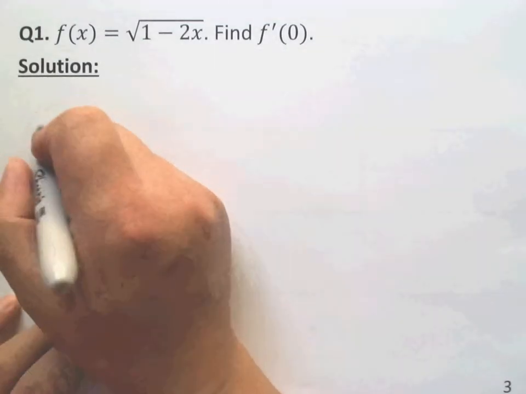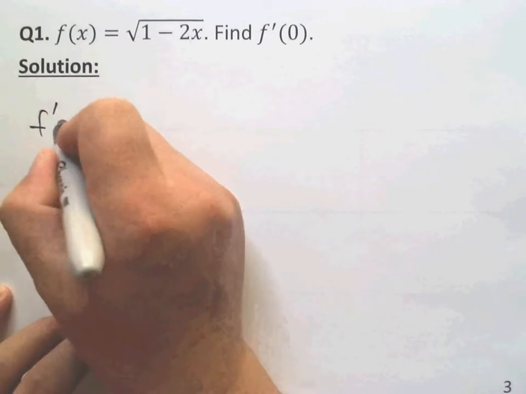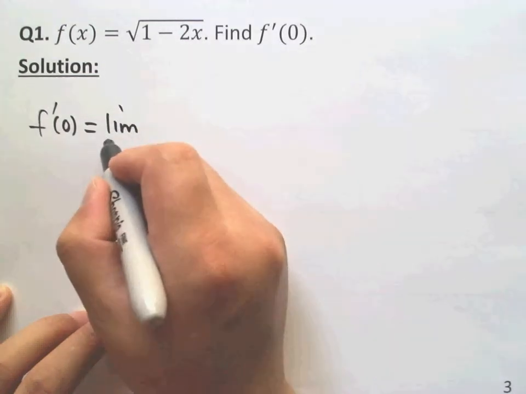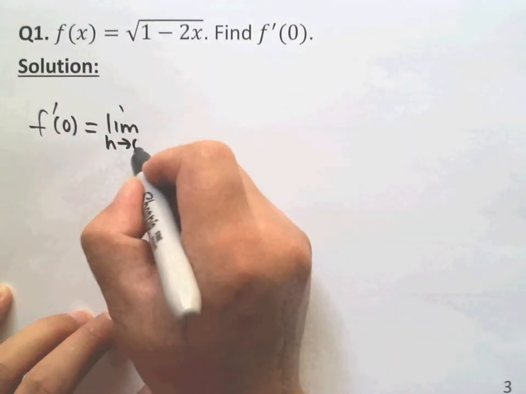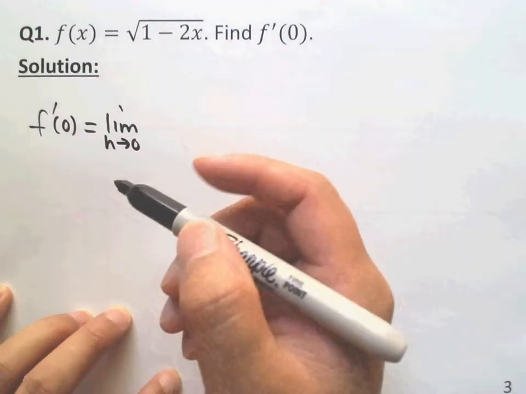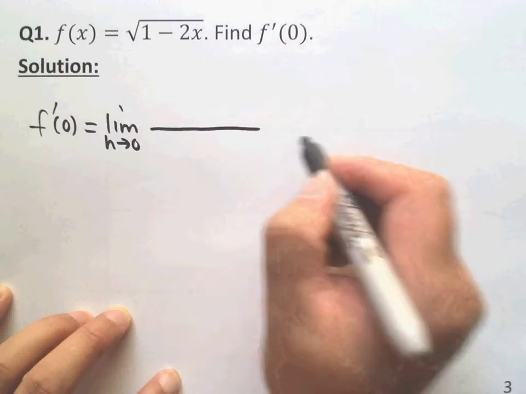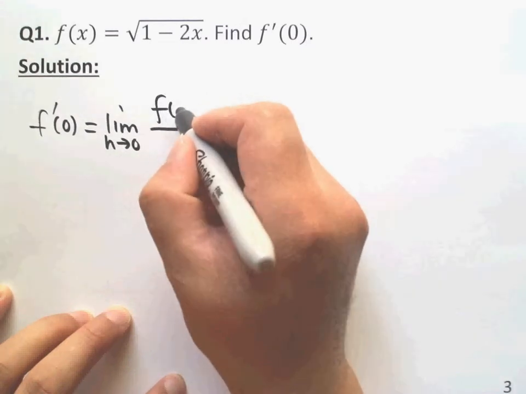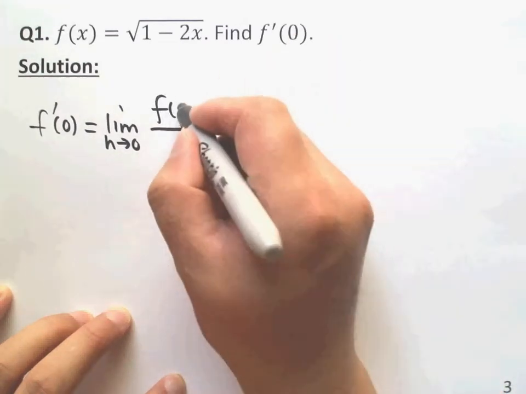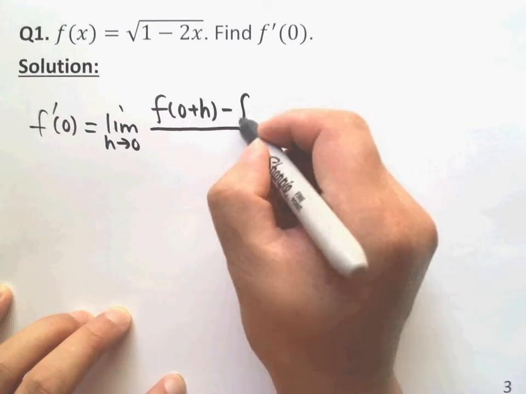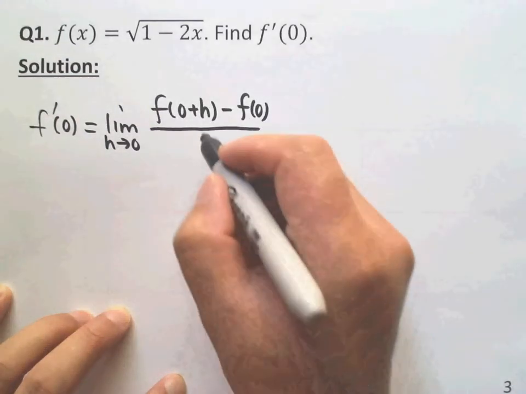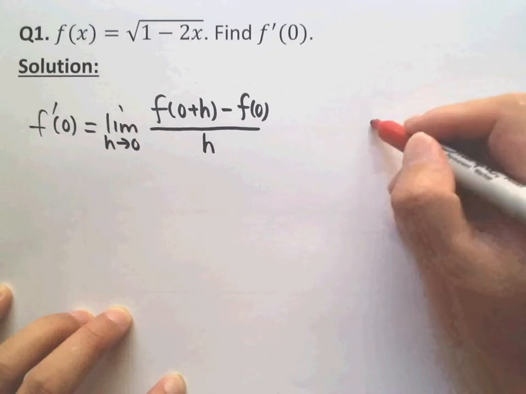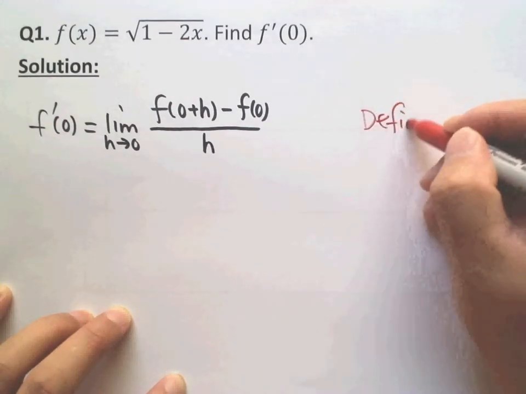The derivative at 0 is defined this way: the limit, using the first form, as h approaches 0. I use h, not x approaching a, but the two definitions are exactly the same. Here delta y is f of 0 plus h minus f at 0, and delta x is h. That's the definition. All we need is to use the definition.